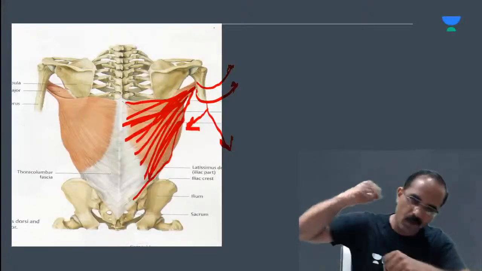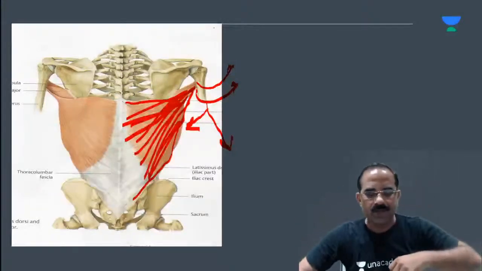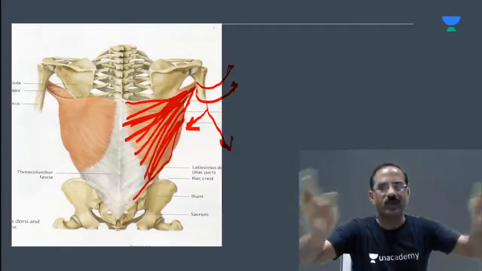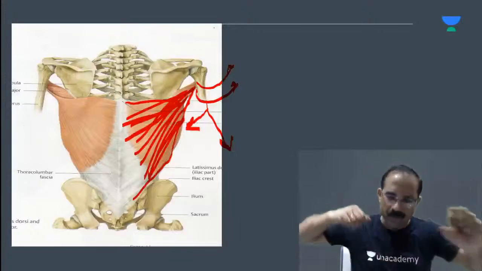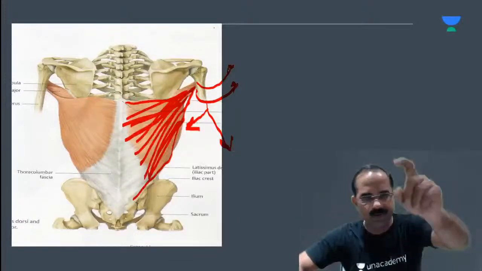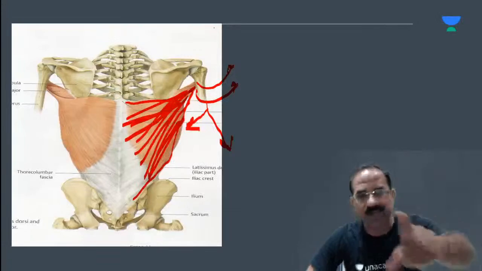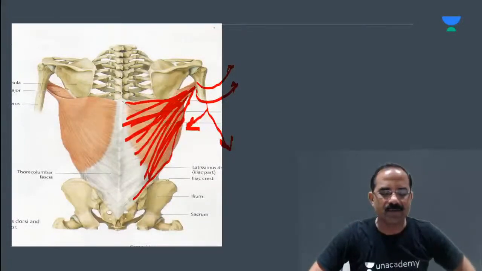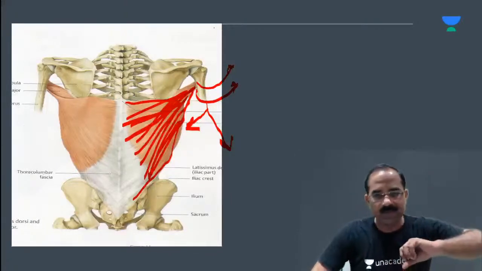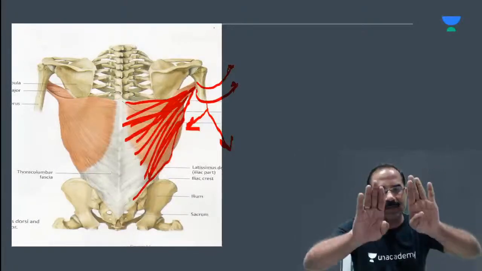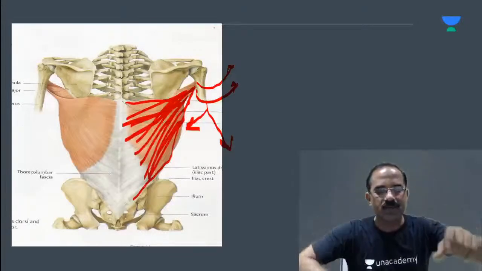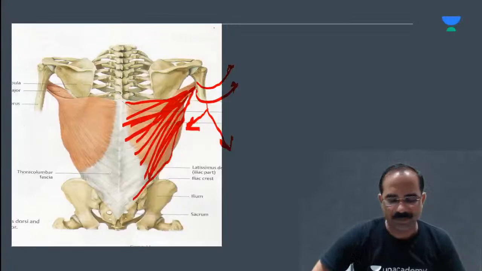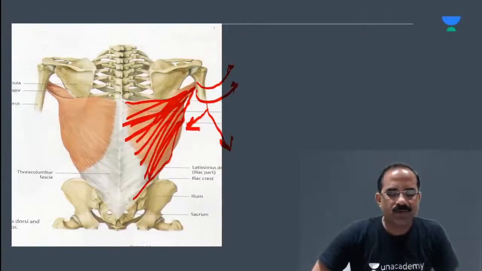You know who's the boxer's muscle? When a person gives a punch, the scapula keeps on going outwards. So the boxer's muscle is serratus anterior. And when this serratus anterior is paralyzed, the medial border of the scapula becomes prominent. This is what we call winging of scapula. Okay, that's it for today, students.